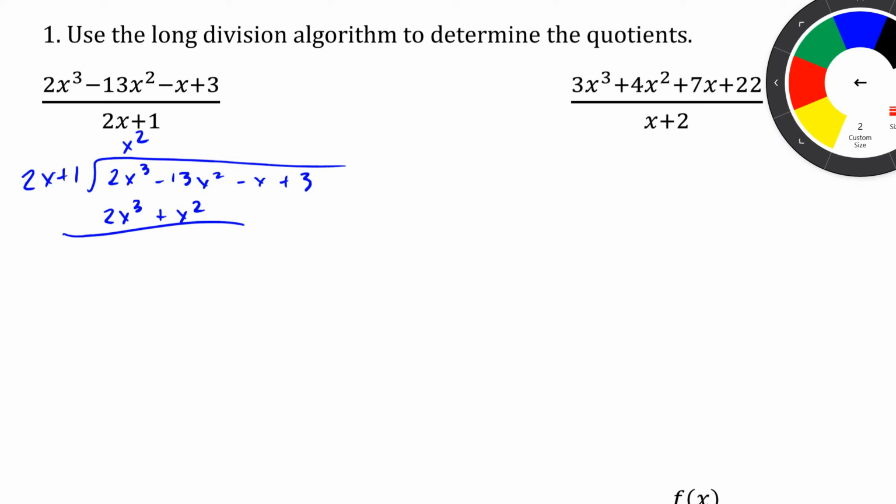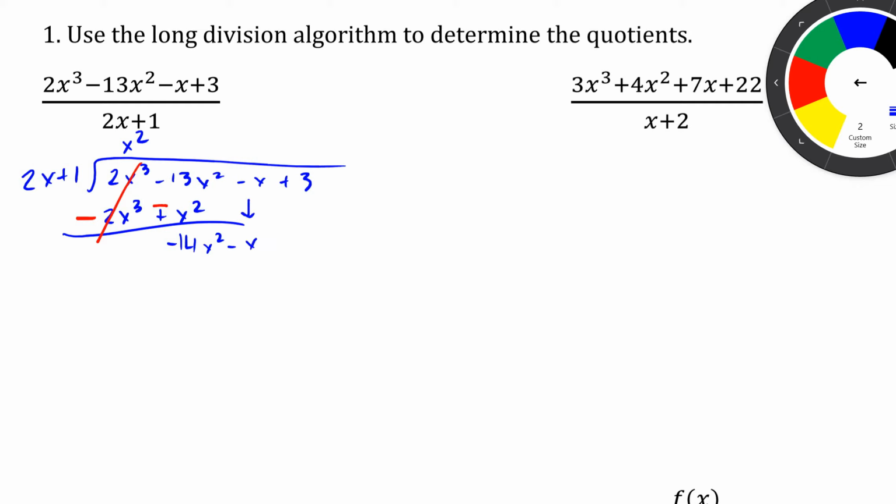Now remember in class we talked about this expression being subtracted. So this is going to become subtraction and this is going to become subtraction. So these are going to cancel. We want those first terms to cancel. If we add up those, we get negative 14x squared, and this negative x comes down.